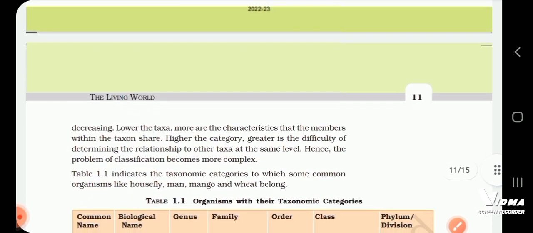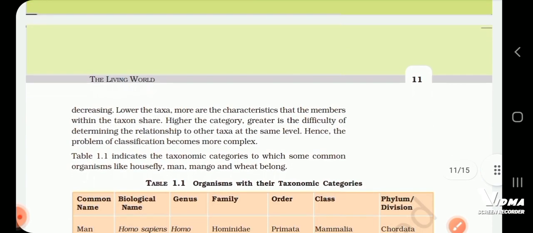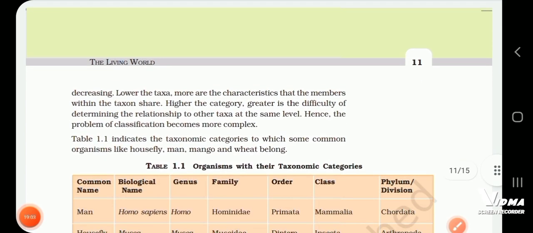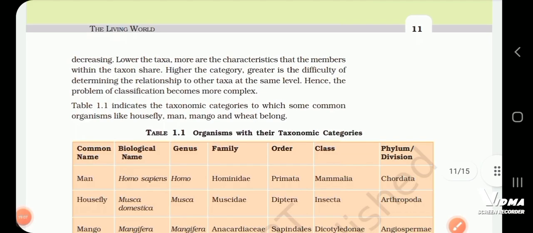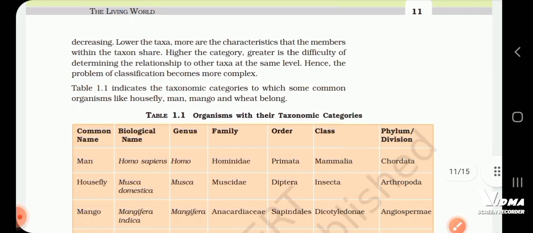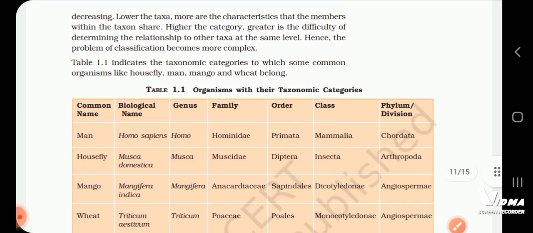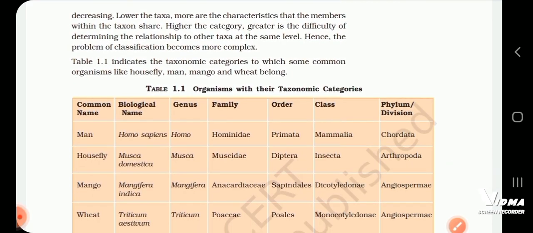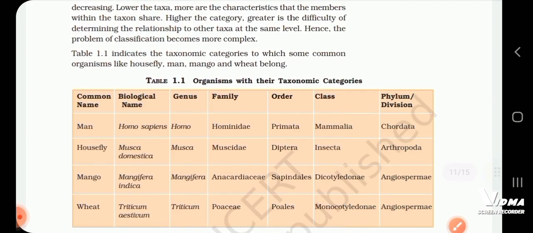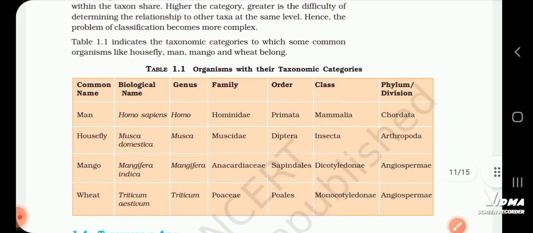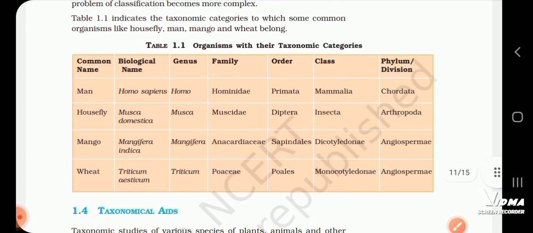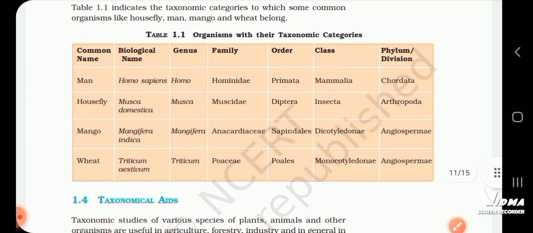Lower the taxa, more are the characteristics that members within the taxon share. Higher the category, greater is the difficulty of determining the relationship to other taxa at the same level. Hence the problem of classification becomes more complex. Table 1.1 indicates the taxonomic categories to which some common organisms like housefly, mango and wheat belong. Organisms with their taxonomic categories.